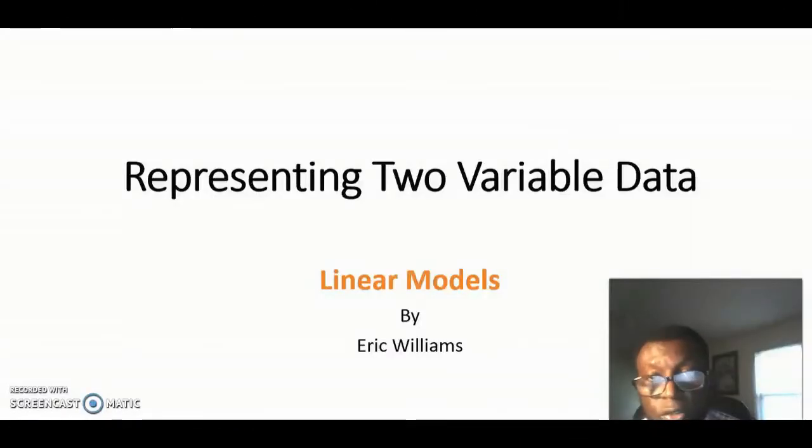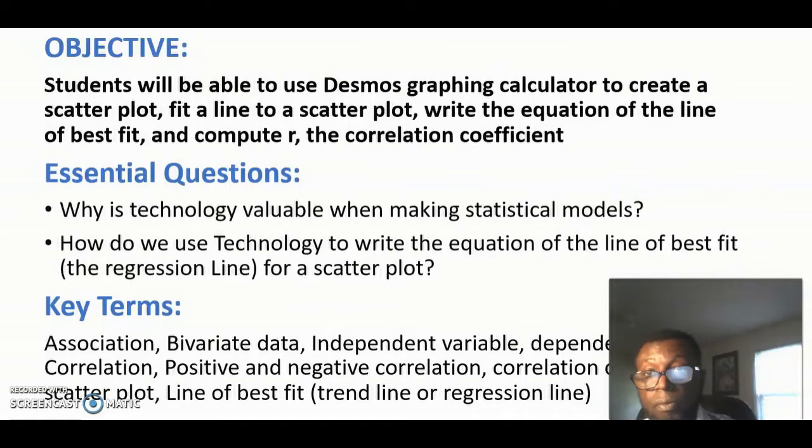Today's topic is representing two variable data. Our objective for this lesson is that students will be able to use Desmos graphing calculator to create a scatter plot, fit a line to a scatter plot, write the equation of the line of best fit, and compute what is known as R, the correlation coefficient.